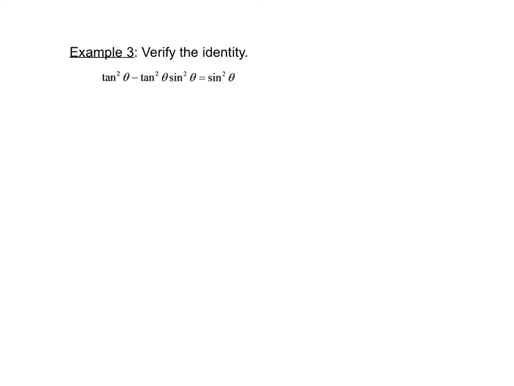Let's look ahead. This one's interesting because if you notice, you have a tangent squared, tangent squared. So what I'm going to do is pull that out and consider that to be in common with those two. So that's going to be 1 minus sine squared theta, like so. So tangent squared becomes sine squared. Let me rewrite that in a better way. Sine squared over cosine squared.